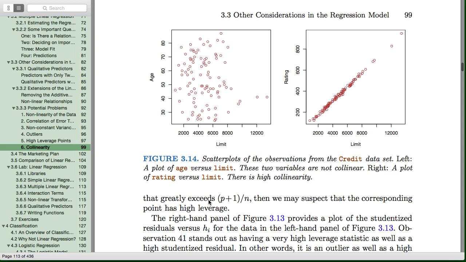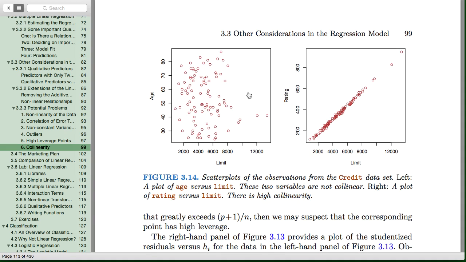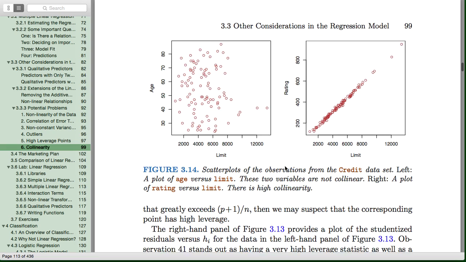Okay, and then the last of the 6 issues is collinearity. So here's an example of where there's no collinearity. Limit and age, this is in the credit card data, are not associated with each other at all. This just looks very random. Rating and limit are highly associated. Anytime that limit is 6,000, rating is 400. You can easily tell one from the other. You just go up from here and you can tell almost exactly one from the other. So these are highly collinear, and that is potentially a problem.